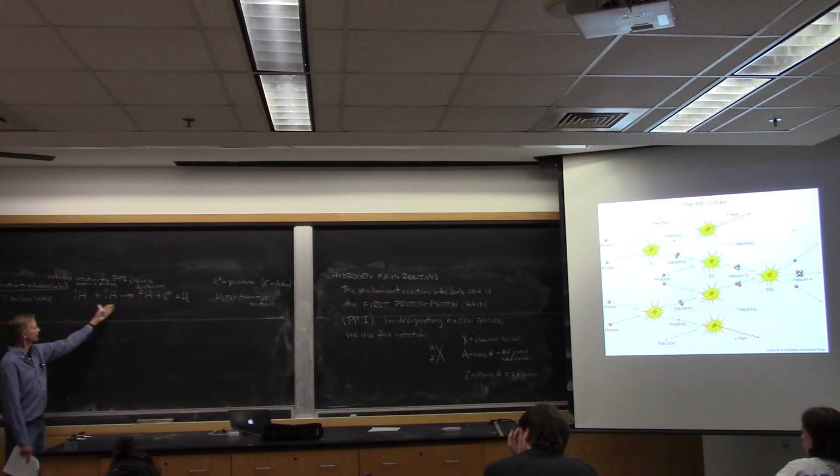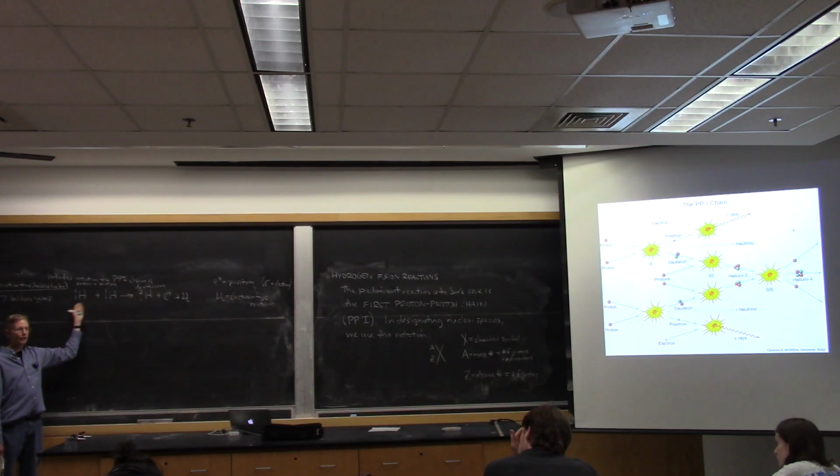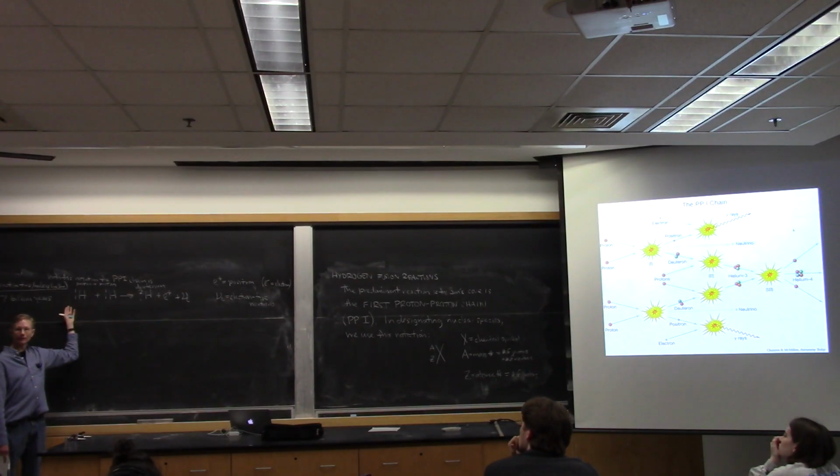Are there any leptons on this side of the equation? Are there any electrons and neutrinos on this side? No. So what's the total electron-lepton number on this side of the arrow?